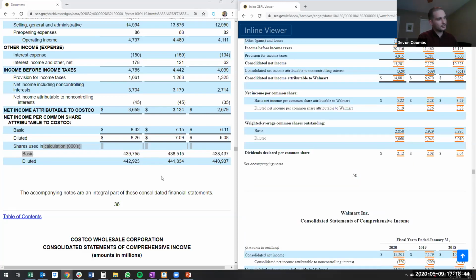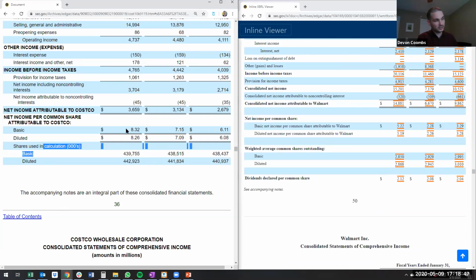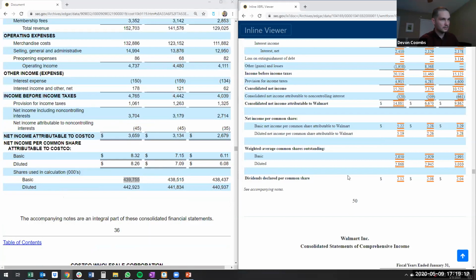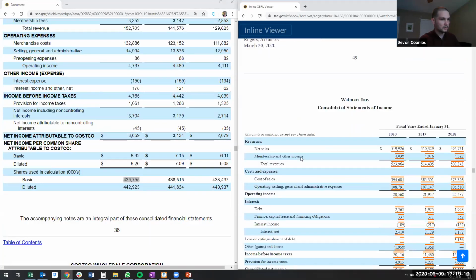And so we can see here, Costco's earnings per share is significantly higher than Walmart's, basic income per share attributable, 832 versus 522. But that doesn't tell us so much because the shares might be a lot more. And it looks like Walmart has a lot more weighted average shares outstanding. Let's see. Is this in millions? Let's see, in millions, except per share data.